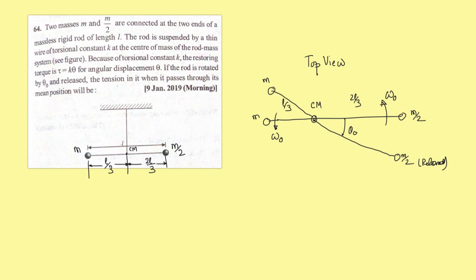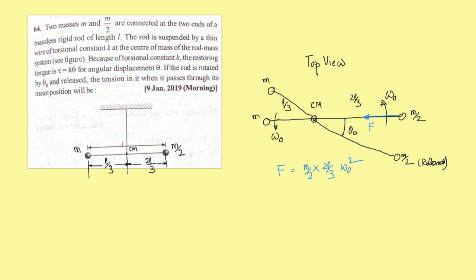So if the rod is rotated by theta naught and released, the tension in it when it passes through the mean position. Obviously, if you analyze this m by 2, the tension in the rod F should be equal to m by 2 into 2L by 3 into omega naught square.